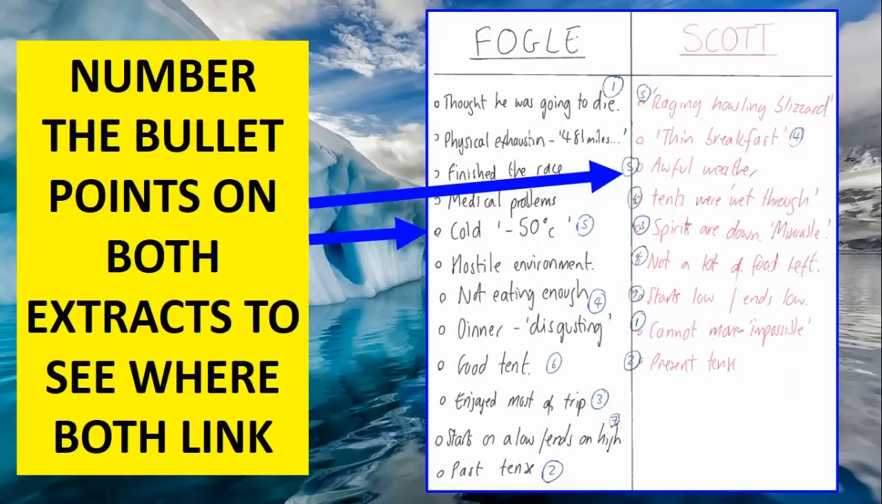Okay, after you've done that, I want you to number the bullet points on both extracts to see where they link. So on my Fogle one, I've got: thought he was going to die, physical exhaustion, finished the race, medical problems, cold, hostile environment, not eating enough, dinner disgusting, good tent, starts on a low, ends on a high, and it's past tense. What I mean by past tense is that Fogle was looking back on the whole thing. We know he survived, we know he's been okay.